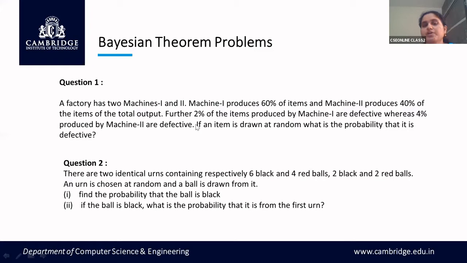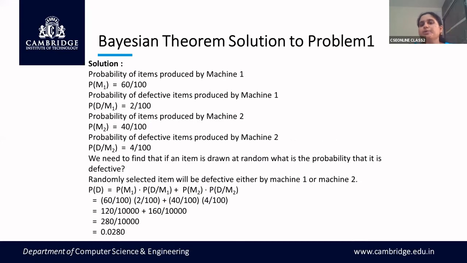So what we need to find? We need to find if an item is drawn at random, what is the probability of that particular item to be defective. So here we need to calculate maximum likelihood. By getting the maximum likelihood, we can check what is the probability of the item being defective. So first, we will calculate the probability of an item produced by machine 1, that is 60%, so 60 divided by 100. Similarly, the probability of a defective item produced is 2%, so it is 2 by 100.